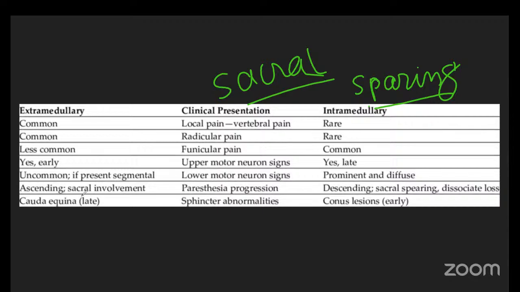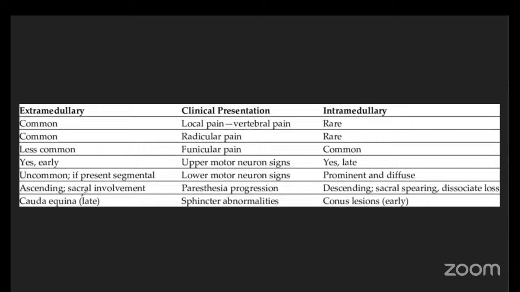Then obviously we have the cauda equina involvement. For intramedullary lesions, if they are at the conus, there is an early sphincter involvement. For extramedullary lesions, cauda equina is the usual presentation, and that is slightly later.